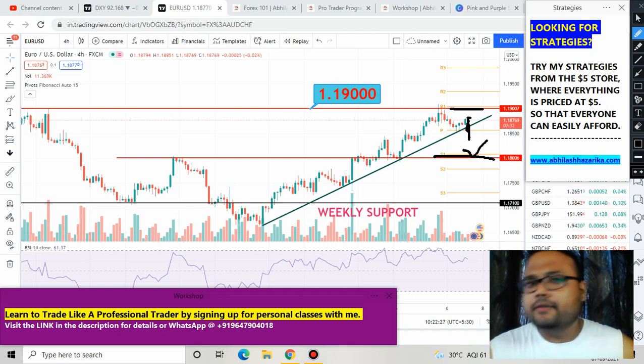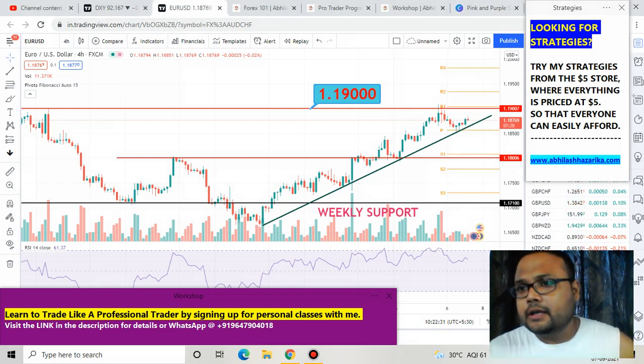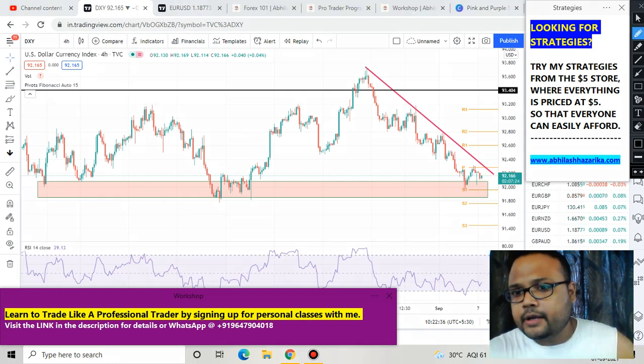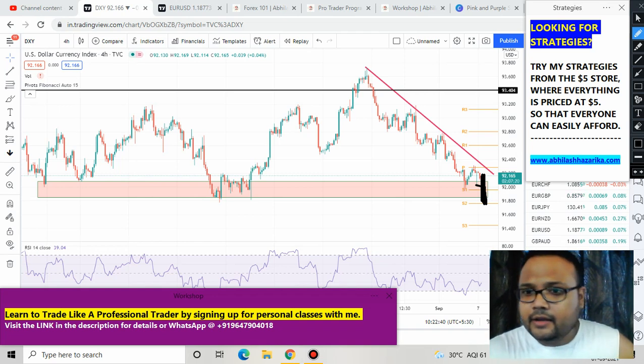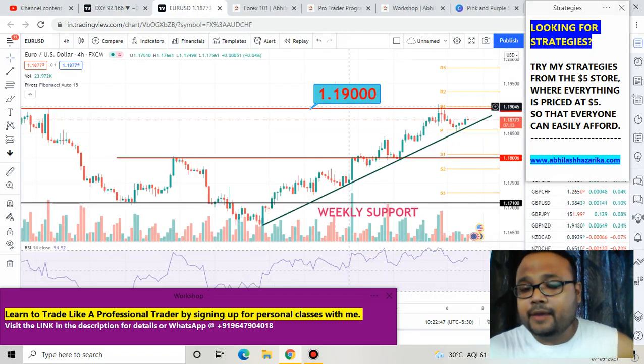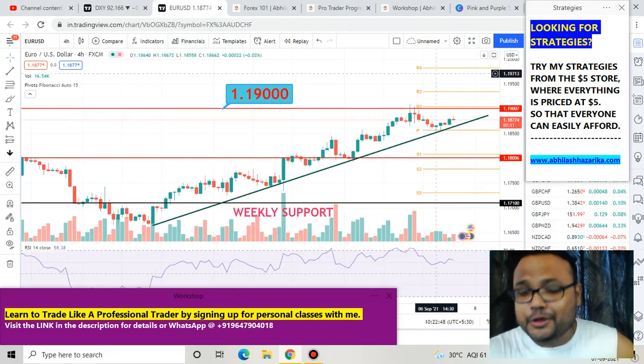On the other hand, if the selling pressure on the US dollar continues, if the US dollar, listen to me carefully, fails to take support here, and if it breaks the support, then definitely there will be a big red candle here, and there will be a big fat green candle on Euro USD.